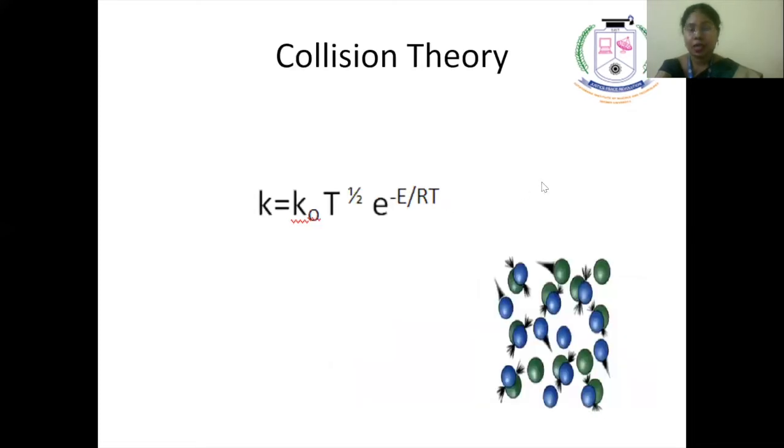Collision theory states that reactant molecules have to collide with one another to become the products. And the equation proposed is k = k0 T^(1/2) e^(-E/RT).